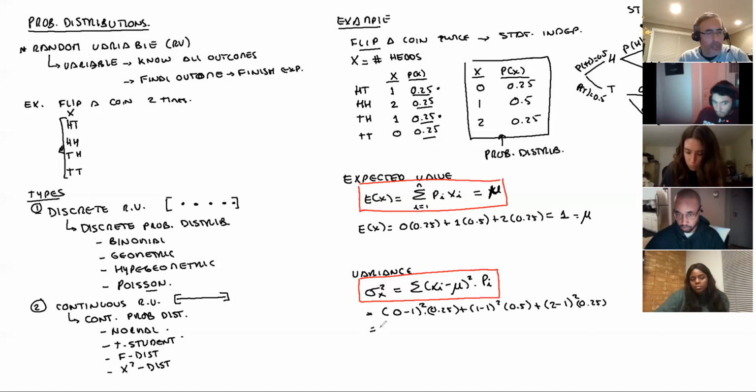If you can help me compute this, let me compute it. The first one is going to be 0.25. The second one is 0. And the third one is 1 squared, 0.25. So the variance is equal to 0.5. Can you please verify that? And of course, the standard deviation is the positive square root of 0.5.